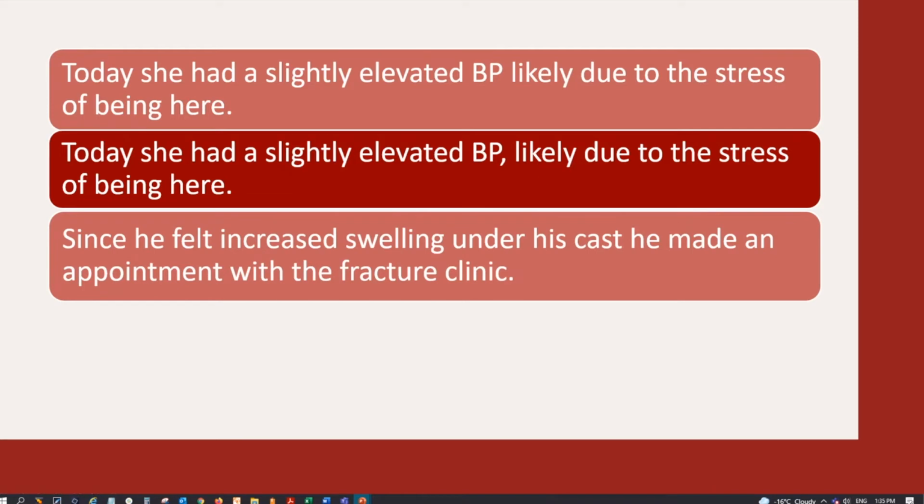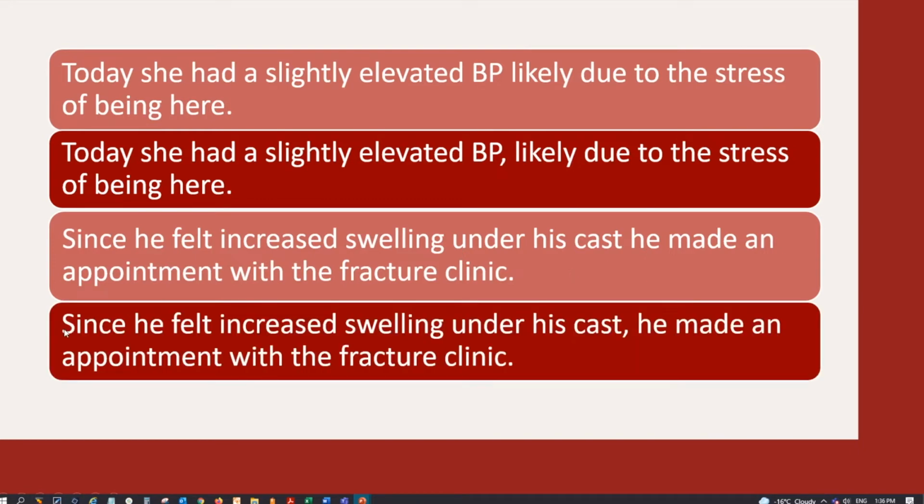Since he felt increased swelling under his cast, he made an appointment with the fracture clinic. If we think about that, we have a condition: because he did this, this was the result. It's also an introductory element either way. So since he felt increased swelling under his cast, comma after that condition or introductory element, and then we have our main clause after that, also an independent clause.